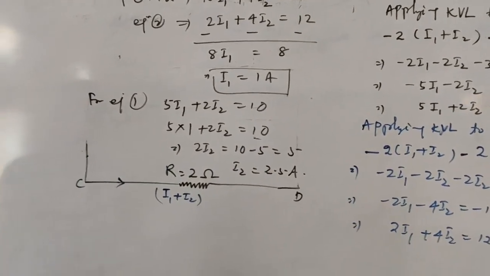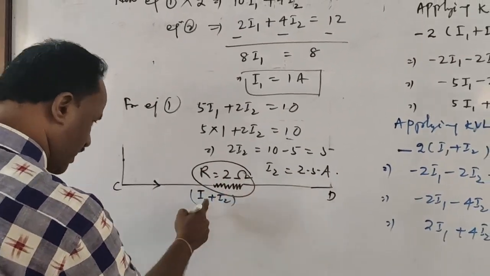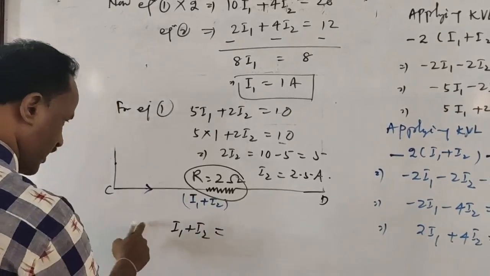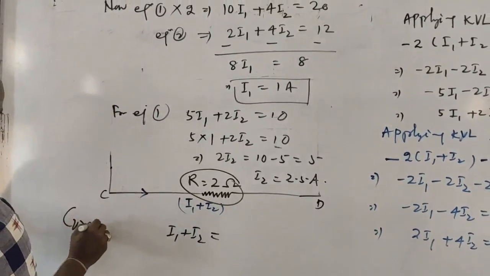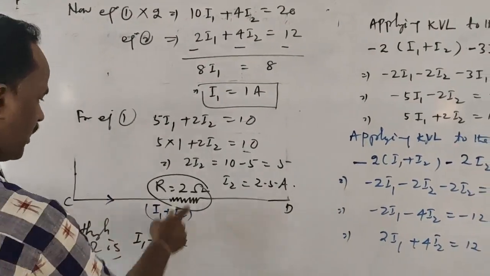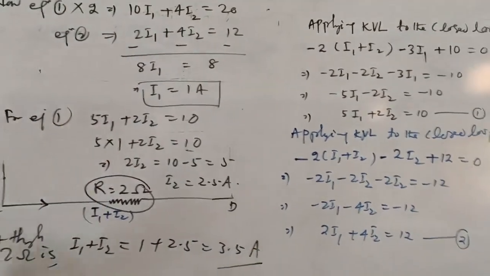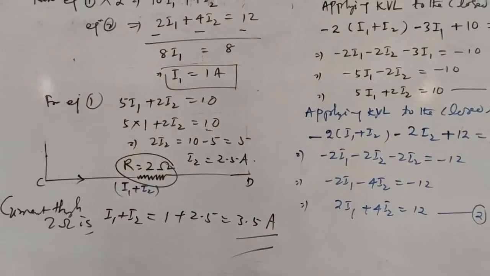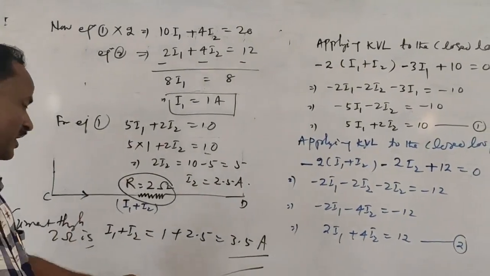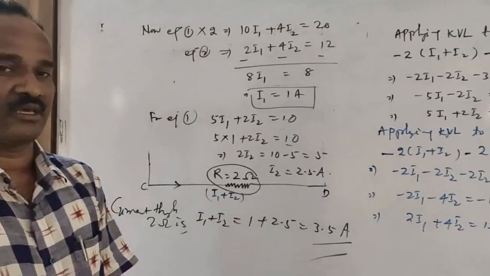So now the question asks how much current flows through the 2 ohm. The current flowing through 2 ohm is I1 plus I2. Just write here, current through 2 ohm is I1 plus I2, I1 is 1 plus I2 is 2.5, that is 3.5 ampere. So this is the way, using proper sign convention of your KVL or KCL rule, you determine the value like 3.5 ampere due to the two sources of EMF connected in the circuit.